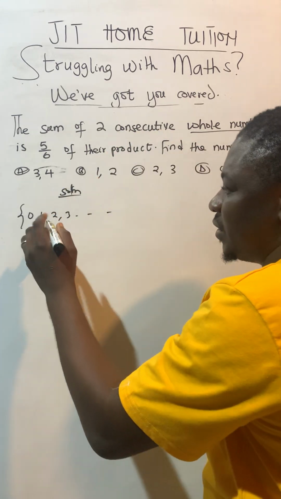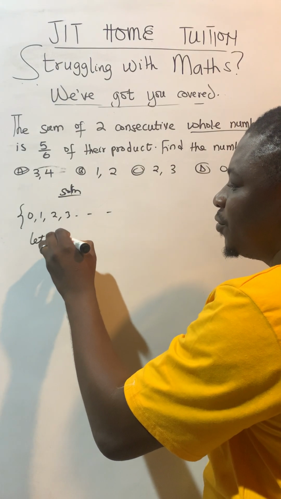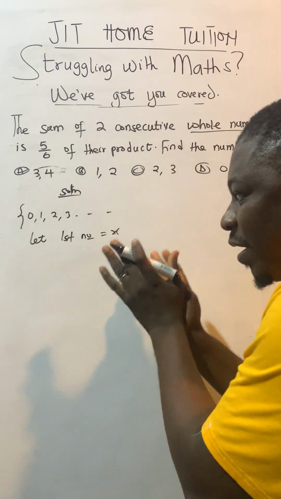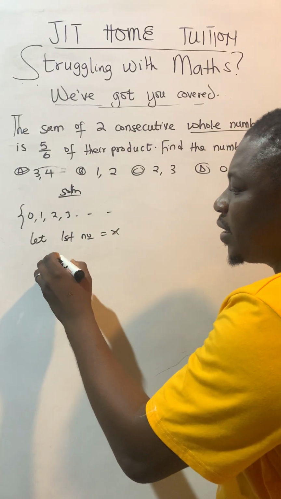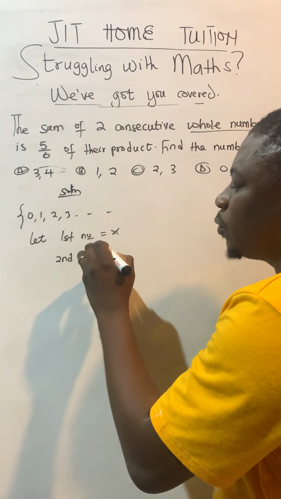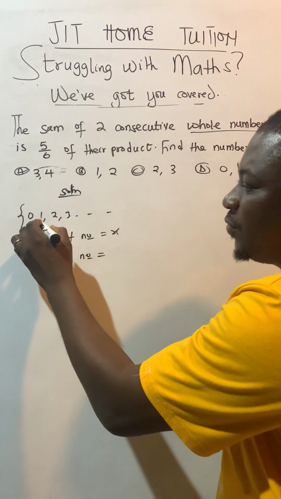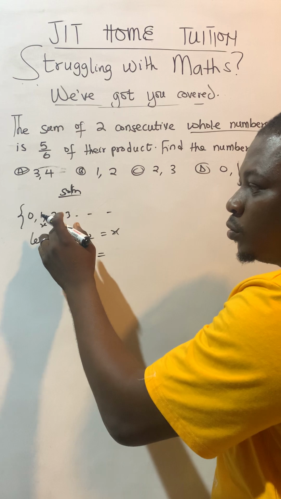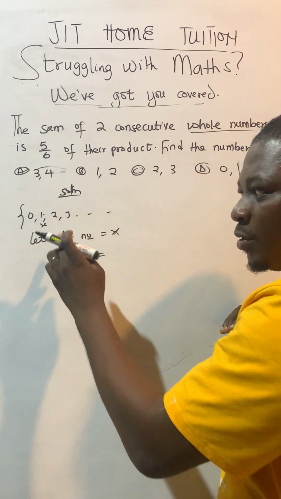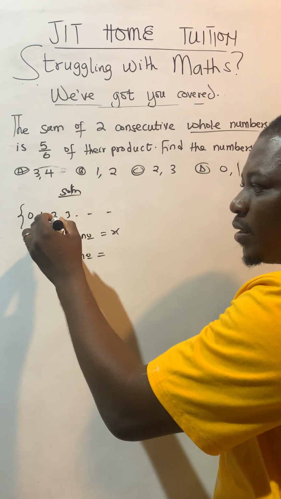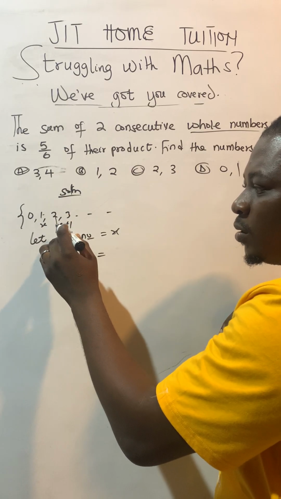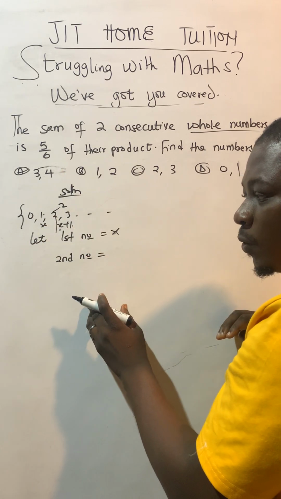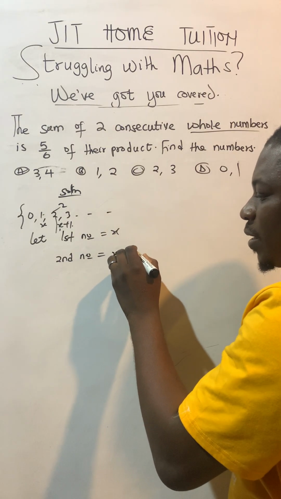You don't know. So what you can say is let the first number be equal to x. You are representing it by a variable. Now the second number: assuming this is x, look at the difference between 1 and 2, which is 1. So the next number will become x plus 1. If x is 1, 1 plus 1 gives you 2. So the second number will be x plus 1.